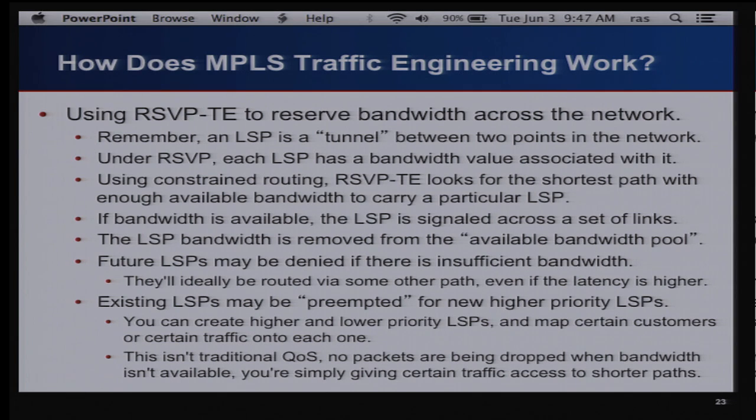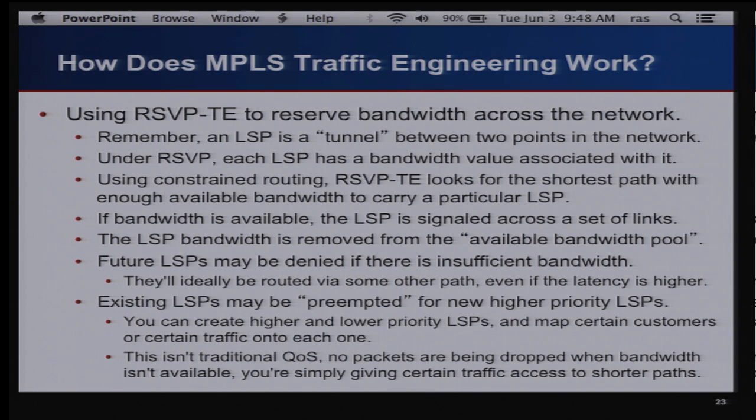So how does traffic engineering actually work? So RSVP, like I said before, reserves bandwidth across the network. So remember, an LSP is essentially a tunnel between 2 points in the network. So you're saying, from this router to that router, use this LSP. And so with RSVP, what you do is you give each one of those LSPs a bandwidth value. You say, between this router in Los Angeles and this router in Chicago, I believe that this LSP is using 5 gigs. And then RSVP goes out and looks for those 5 gigs.